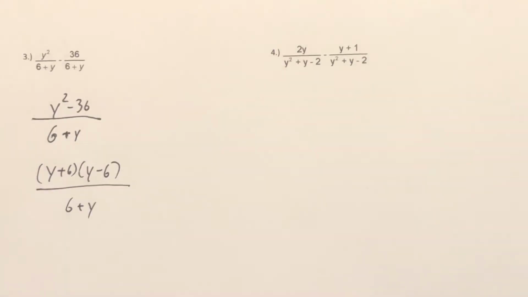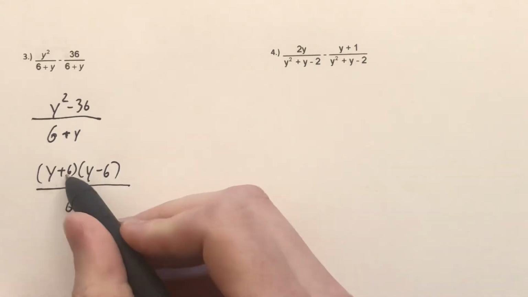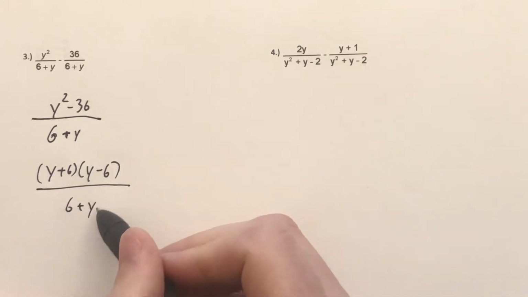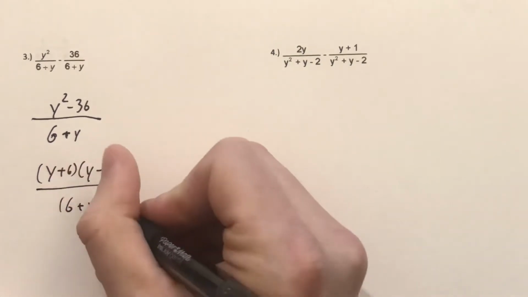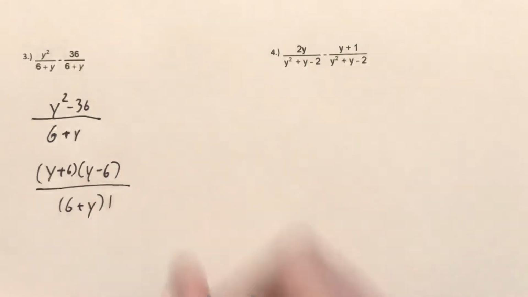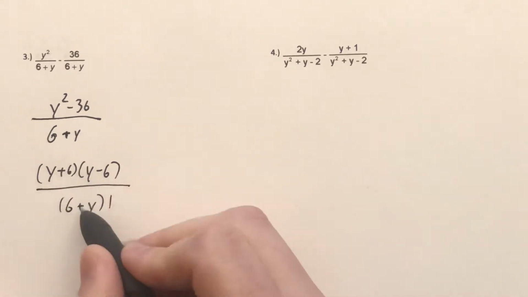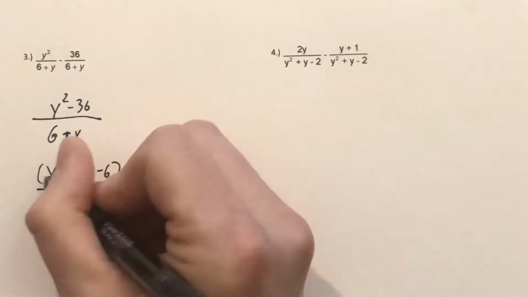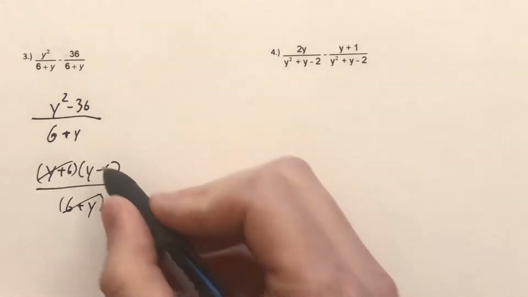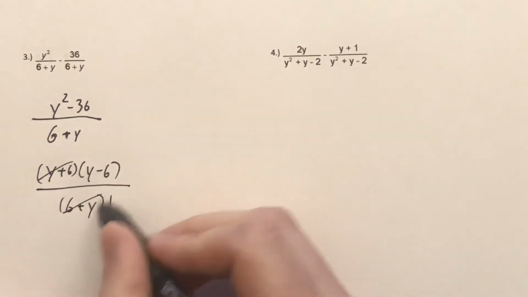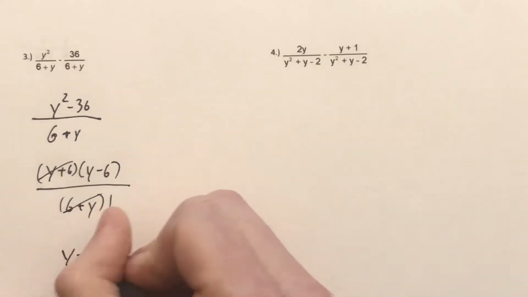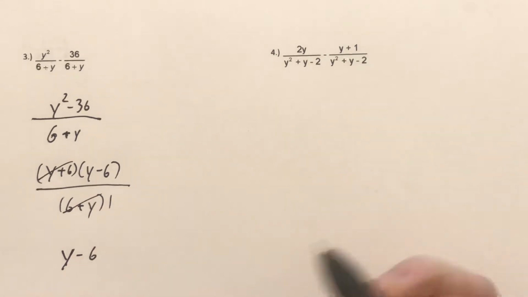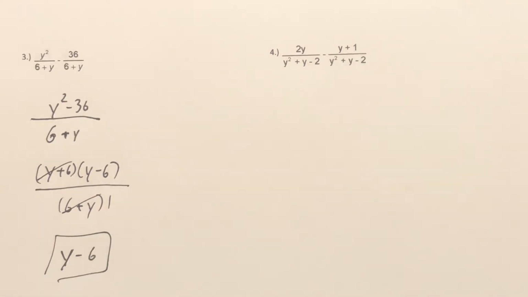And like we saw in the last section, this y plus 6 up here and this 6 plus y down here, now again, that doesn't factor, but can be thought of as itself a factor times 1. And these two are exactly the same, right? There's no negative trick involved. Those are the same factor. Left with y minus 6 up top and 1 on bottom means we're actually just left with y minus 6. We don't even need to write that as a fraction because we don't need to write a denominator of a 1.